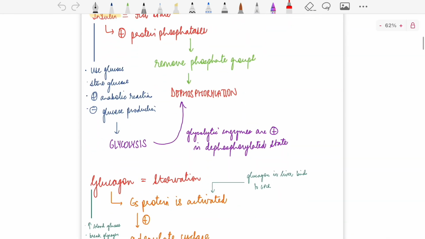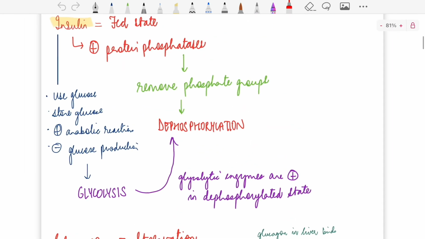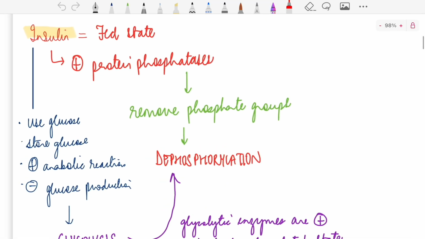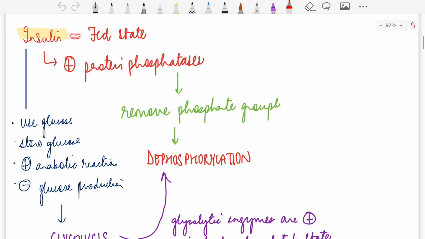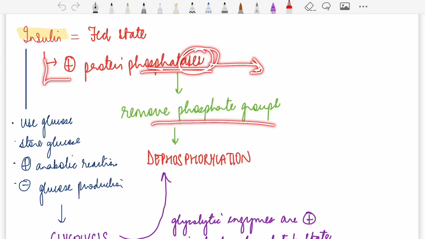Now coming to another important concept, that of insulin and glucagon. When you hear the word insulin, automatically two terms should come to your mind: fed state and dephosphorylation. Whenever we are full, our body releases insulin. This insulin activates phosphatases. The 'ase' is coming, right? 'Ase' means removing something, breakdown of something. So it removes the phosphate groups and leads to dephosphorylation.